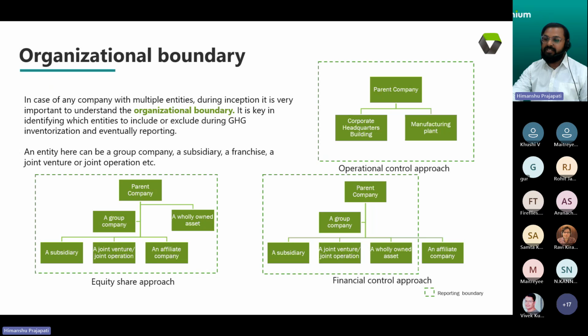Same is the case with financial control. So for example, there is an affiliate company. The affiliate company will not be part of the reporting in case of the parent company. In case there is a joint venture or a joint operation wherein I have, let's say, 30% equity and somehow I also have financial control, we will definitely report it as part of my emissions. Now, I am repeating this because this is also important in some cases when we are deciding which category to report our emissions in, and you'll see that shortly as well.